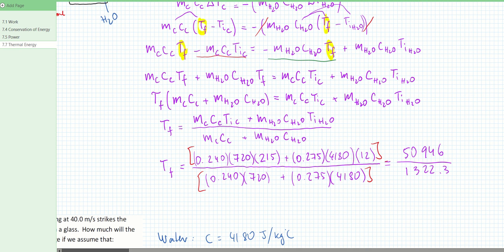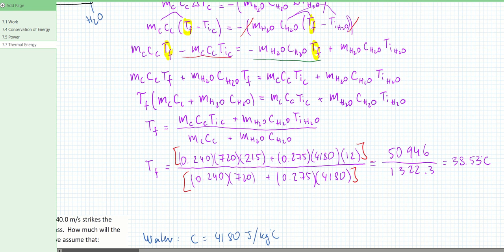So let's divide these two together. 50,946 divided by that, I got 38.53 degrees Celsius. So that's going to be our final temperature that both the water and the carbon is going to be once they reach equilibrium.